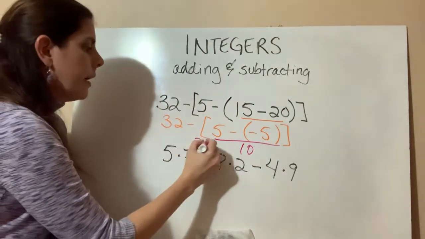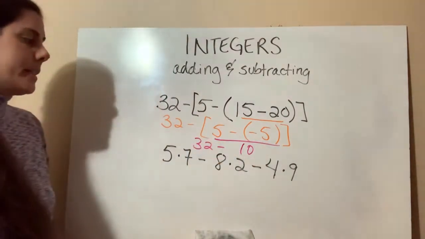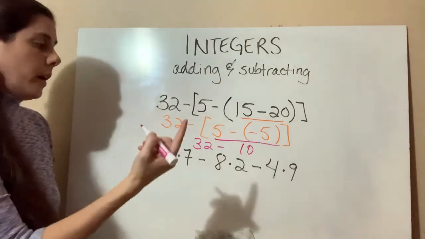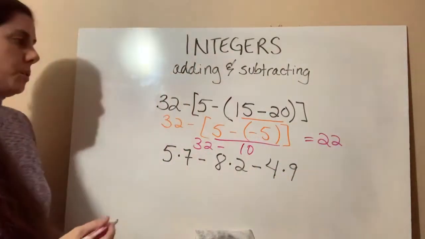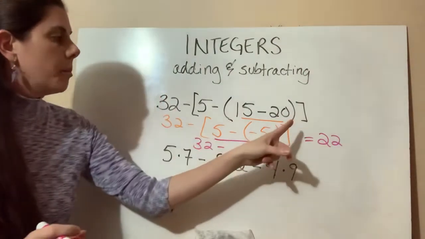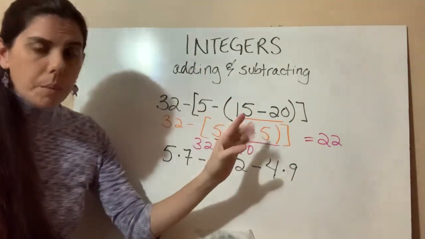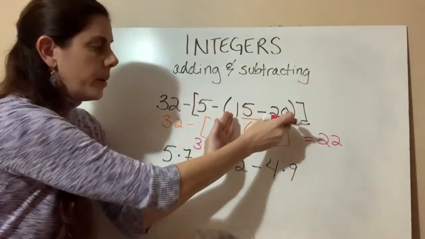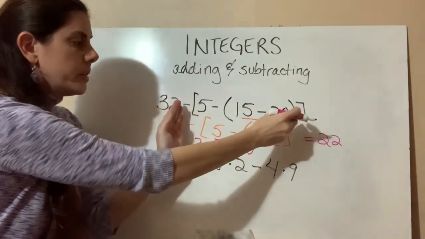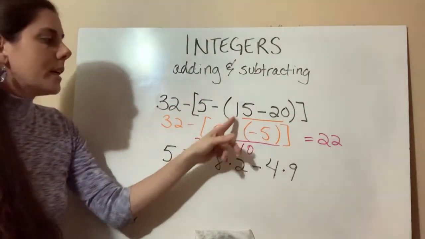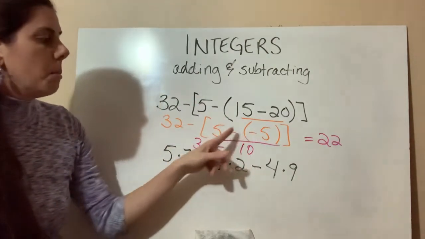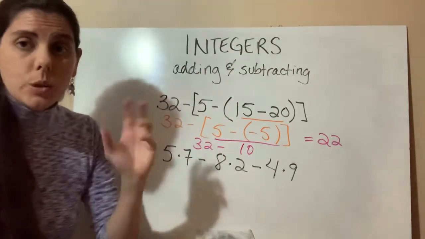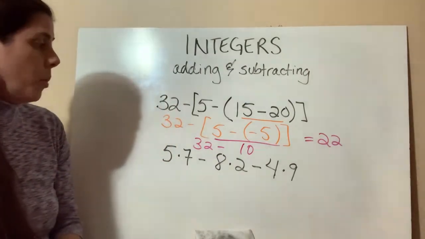So now we have 32 minus 10. So we can do that. 32 minus 10 just equals 22. So even though this looks really complicated, again, using our order of operations, do the inside parentheses, then the outside parentheses, and remember to keep them in their parentheses and brackets so that we make sure we're not forgetting signs or getting them confused or mixed up in some way.